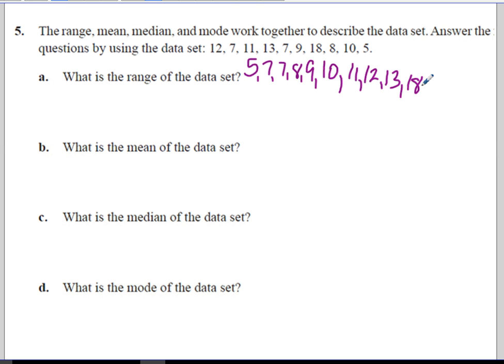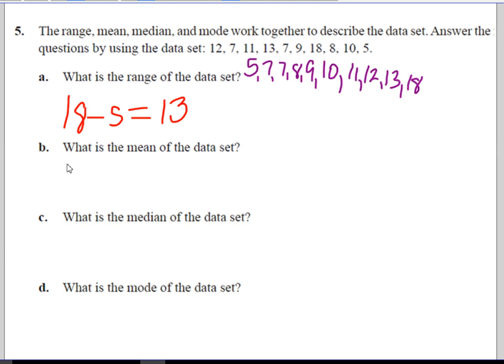Did I get them all? 1, 2, 3, 4, 5, 6, 7, 8, 9, 10. Yes, got them all. Okay, so the range is our largest subtract smallest. See how our spread is, which we get 13 when we do 18 minus 5. The mean is the average. We're adding them all up, and we put that over our 10.